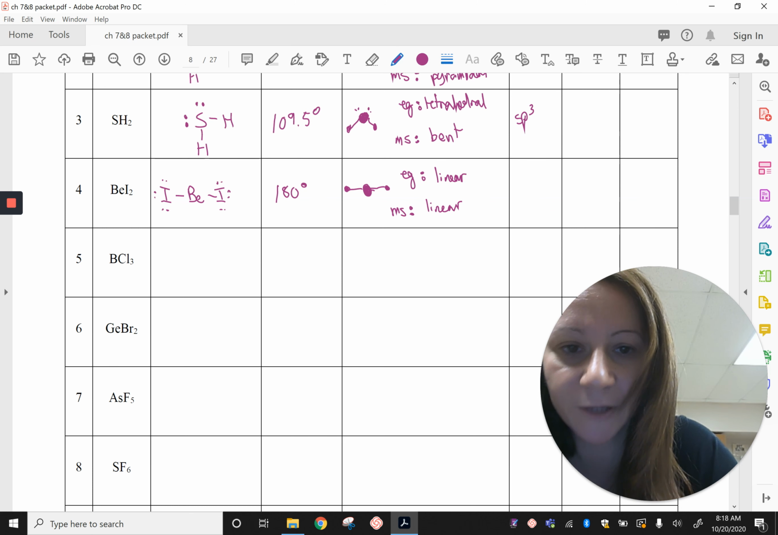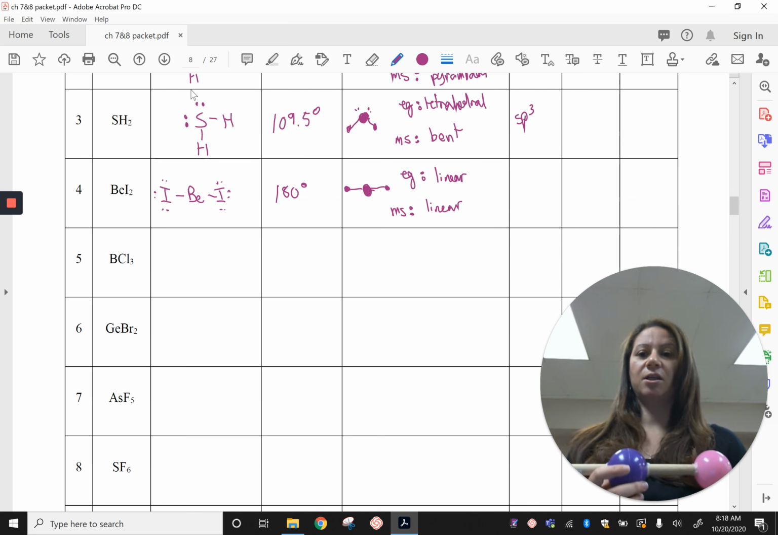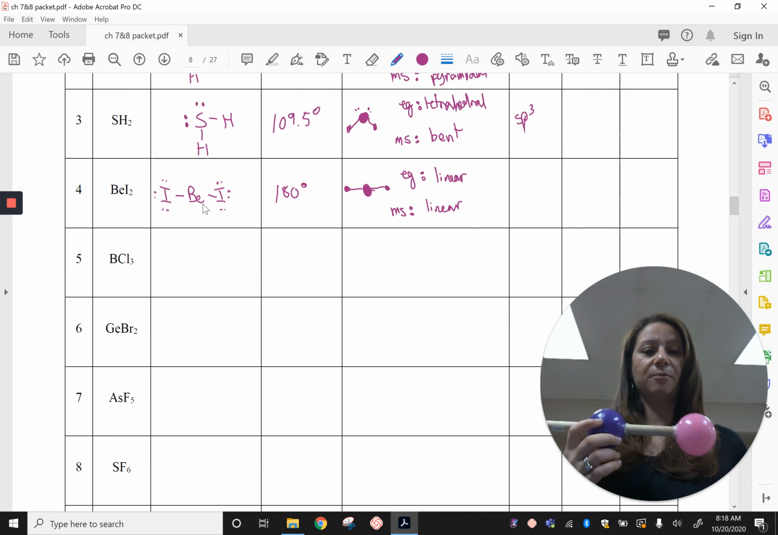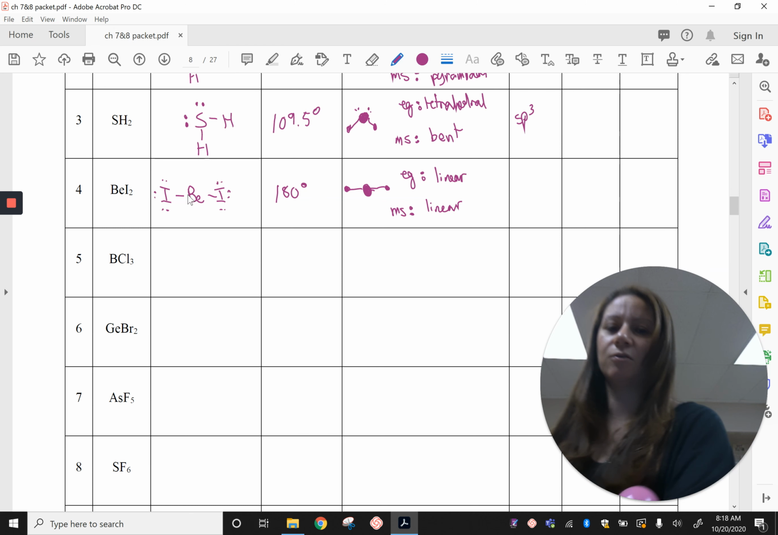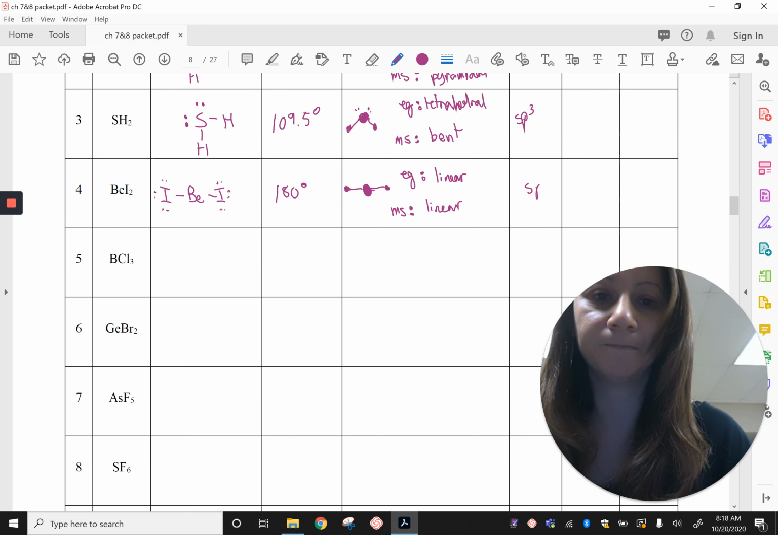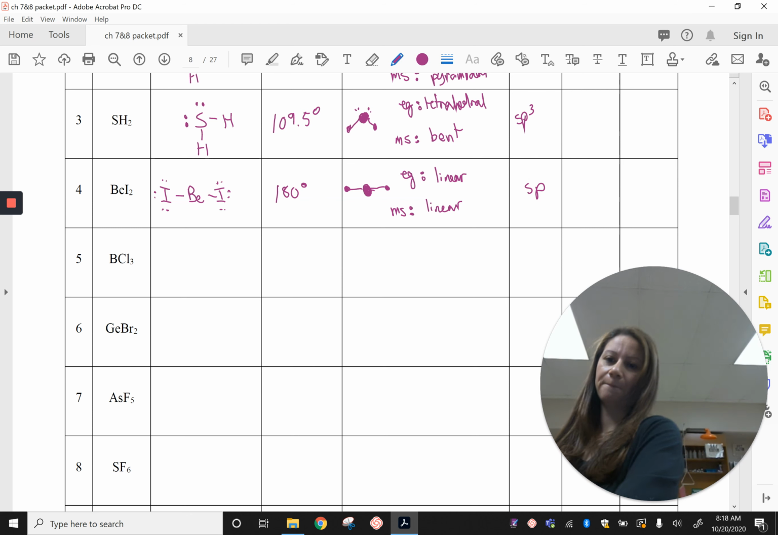Let's look at the hybrid. So you look to see how many areas of electrons are around your central atom. There are 2, and so 2 would be 2 orbitals mixing together, S and P, so it is an sp hybrid.